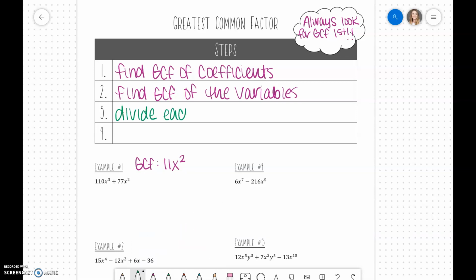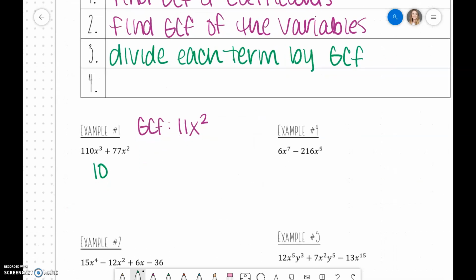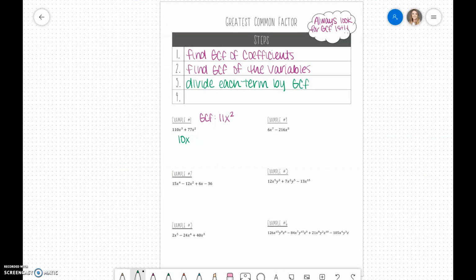Divide each term by that greatest common factor. And so if I take 110 and I divide by 11, what's remaining is 10. If I take x cubed and I divide by x squared, I will end up being left with an x. But the 77, if I divide by 11, oops, sorry, making you dizzy here, that will end up giving me a 7. And then if I take the 77x squared and divide it by the x squared, I'm still just left with a 7 since we pulled out all of the x squareds here.